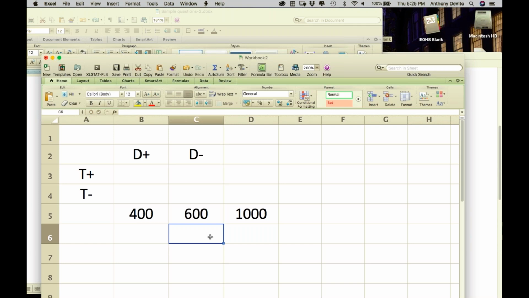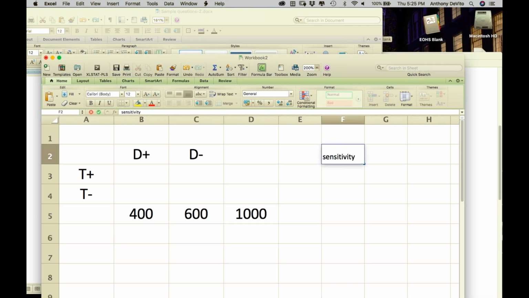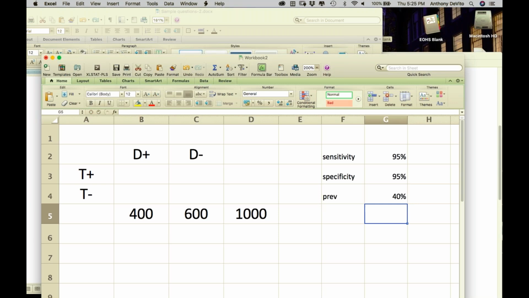So the sensitivity of the test is 95%, the specificity of the test is 95%, and the prevalence of the population, I might as well put it down here, is 40%. Again, an unusual, very elderly population. What does the sensitivity mean? It means how good is the test at identifying people that have the disease? They have the disease; how good is it at saying, oh, it's a positive test, that person has the disease?